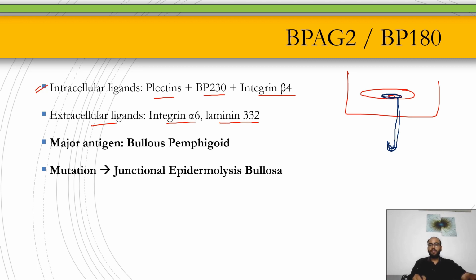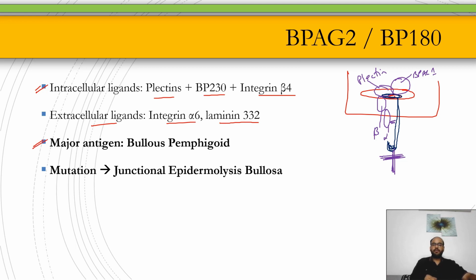Okay. So it will attach to bullous pemphigoid antigen 1, plectin, and the beta subgroup of integrin. Outside the cell it is going to attach to the alpha subgroup of integrin and the laminin which is present in the lamina densa. So this is essentially the structure of a hemidesmosome.